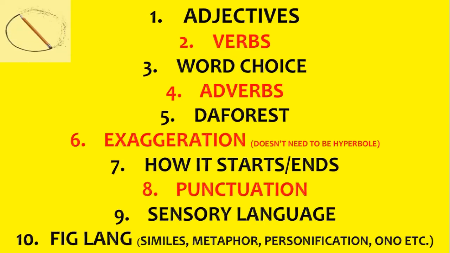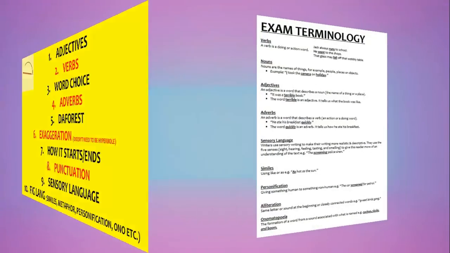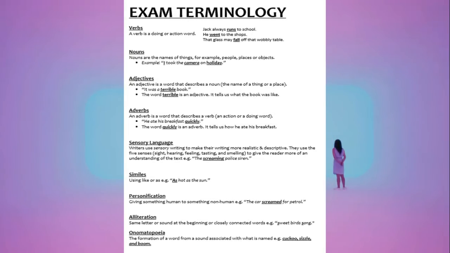So 10 things really, there's probably a few more. Adjectives, verbs, word choice, adverbs, tone, exaggeration or hyperbole, how it starts and ends, punctuation, sensory language and figurative language. So if we spot any of these in the extract that have been used for a deliberate effect, we're going to comment on these and analyse these.